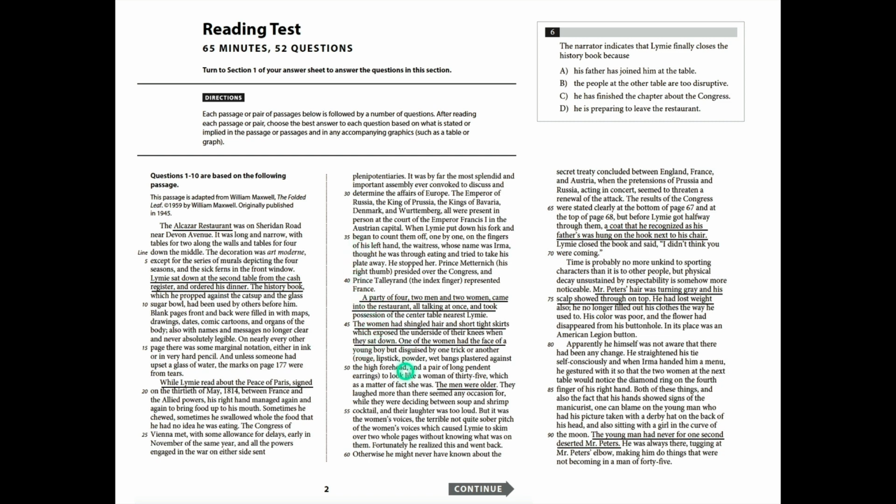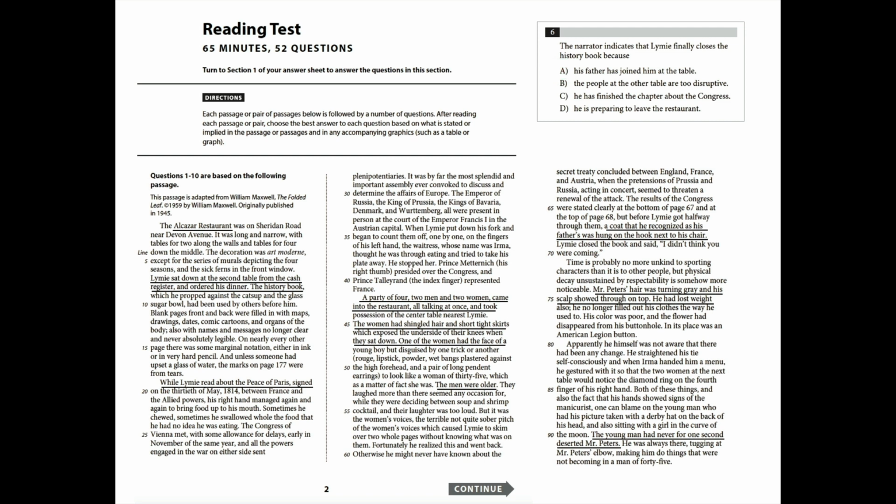And then we realized that in this particular paragraph here, there's a reference to Limey's father. It starts out, for instance, at the top of page 68, but before Limey got halfway through them, a coat that he recognized as his father's was hung on the hook next to his chair. Limey closed the book and said, "I didn't think you were coming." In other words, he was addressing that question to his father. So question number 6 reads, the narrator indicates that Limey finally closes the history book because the answer is his father has joined him at the table.